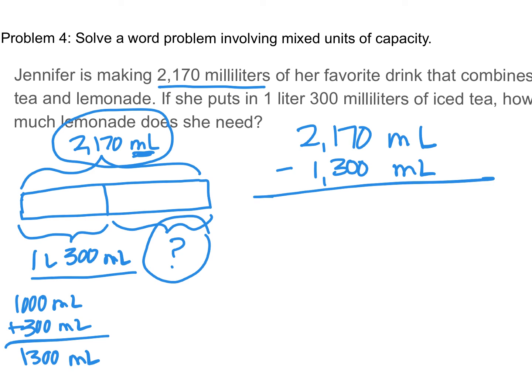All right, let's get started. It looks like we will need to do a little bit of regrouping. So we were okay in the ones and in the tens, but we're not okay in the hundreds. So we're going to regroup and turn that into 11. So 0 minus 0 is 0, 7 minus 0 is 7, 11 minus 3 is 8, and 1 minus 1 is 1. So 870 milliliters of lemonade is what is needed here.